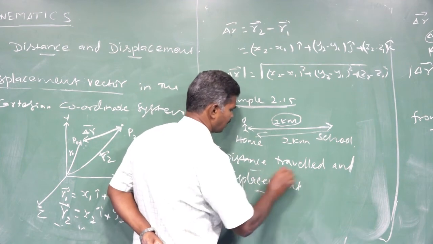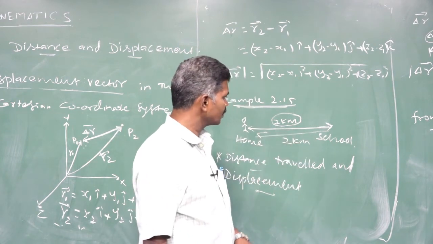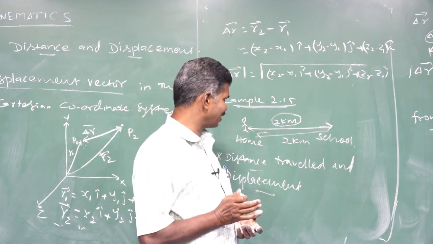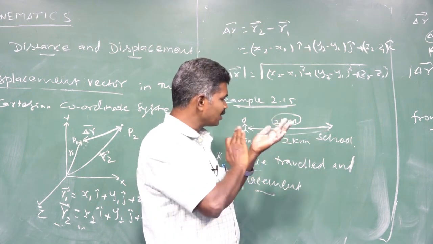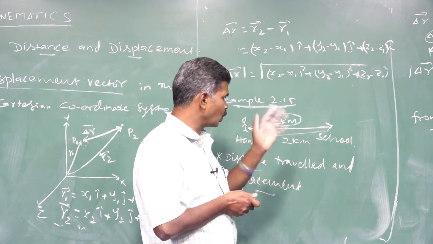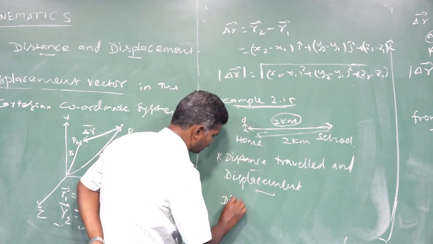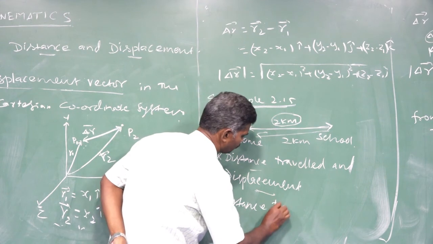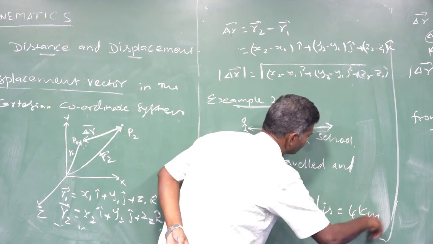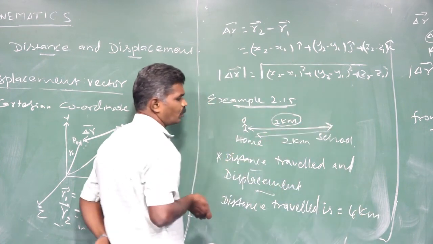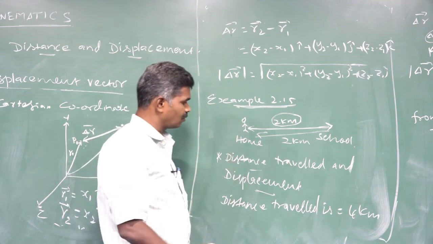According to our definition, what is the distance traveled throughout the trip? In the morning we traveled 2 kilometers, in the evening a further 2 kilometers. The total length of the path in our trip is 4 kilometers. So that's why the distance traveled in our trip is 4 kilometers, because 2 kilometers plus 2 kilometers. But the initial and final positions are our home itself.